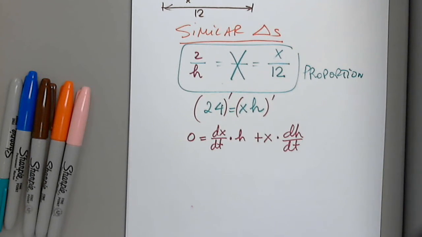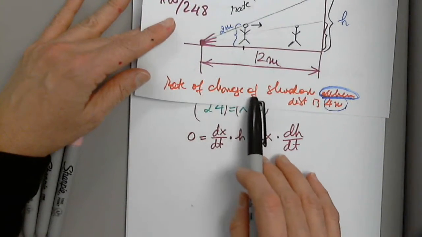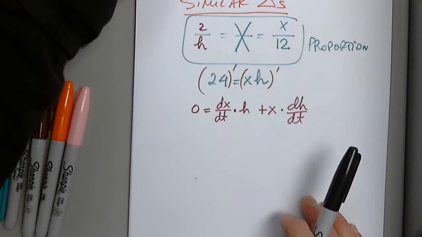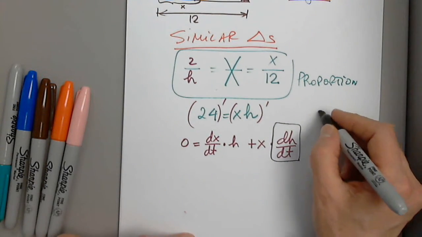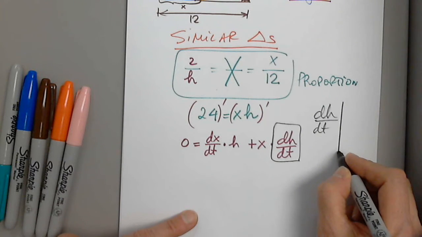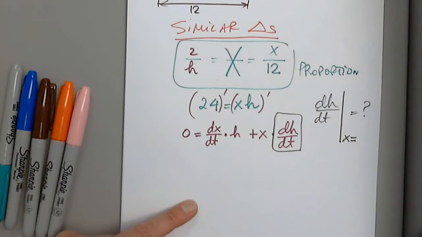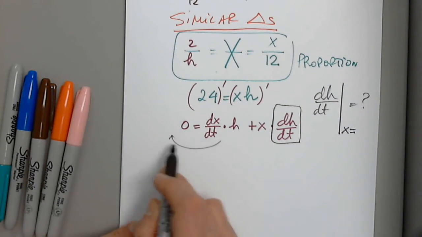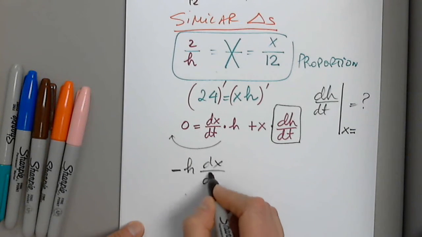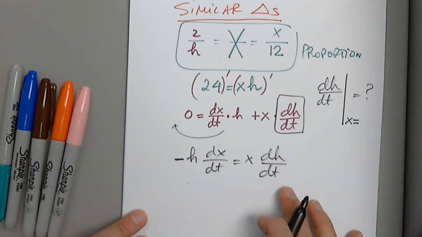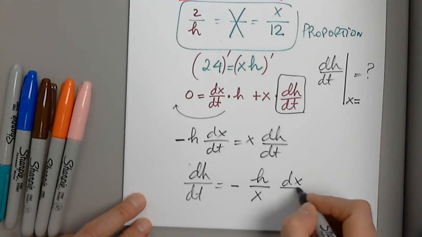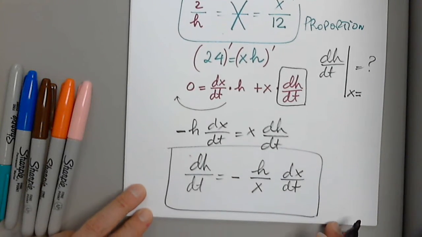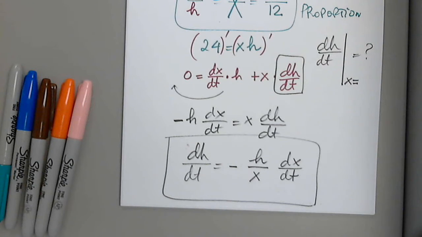So now, coming back to our question, we're asked to find the rate of change of the shadow. So what am I going to solve this for? This is what I want. I'm asked to find dH over dt when X is, and we'll establish what it is in a minute. First, I will move this term to the other side, negative H dx over dt equals X dH over dt, and finally solve for dH over dt, which is negative H over X times dx over dt. I'm happy because I found a relationship. I found the derivative of H with respect to time. All I have to do now is plug in some numbers.